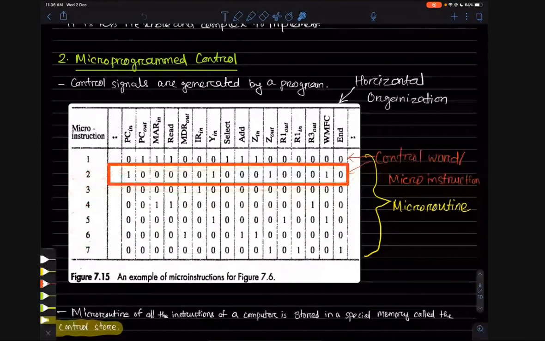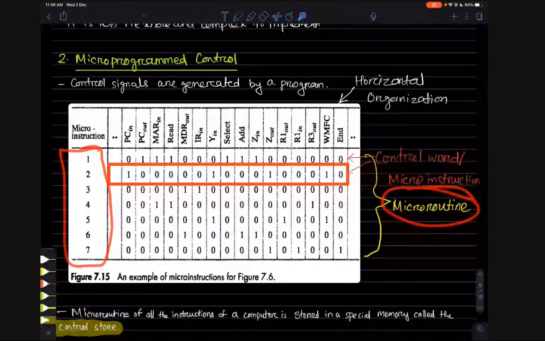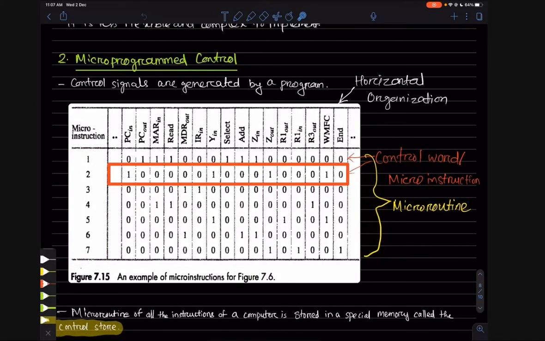The 7 steps constitute a micro routine. To execute the addition instruction we need 7 steps. So all these 7 steps form this micro routine. A micro routine is just a routine, or you can call it a function.